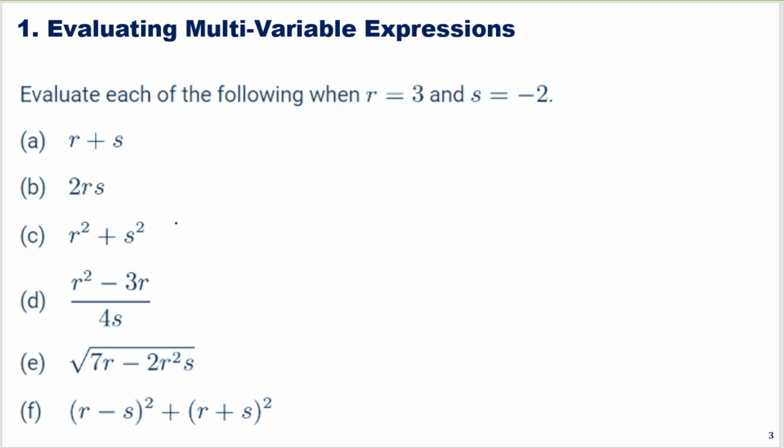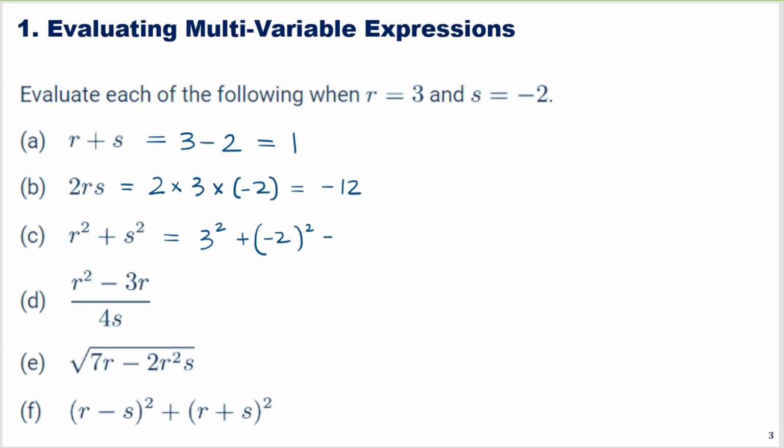So for the first one, r plus s: r is 3, s is simply negative 2. That's 3 plus negative 2, or simply written as 3 minus 2. This will give you 1, right? For the second one, 2 times rs, r is 3, of course you don't need the parentheses here, times s is negative 2, and this gives you 2 by 3 is 6, 6 by negative 2 is negative 12, right? And for the next expression, r squared plus s squared, r squared equals 3 squared, plus s squared, which means negative 2 squared, so this will give you 9 plus 4, which is 13, right? Can you follow me? Did you get this right?